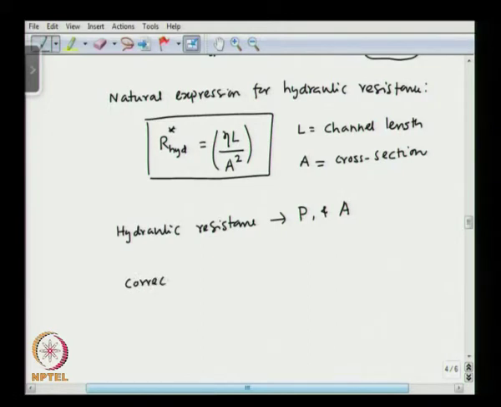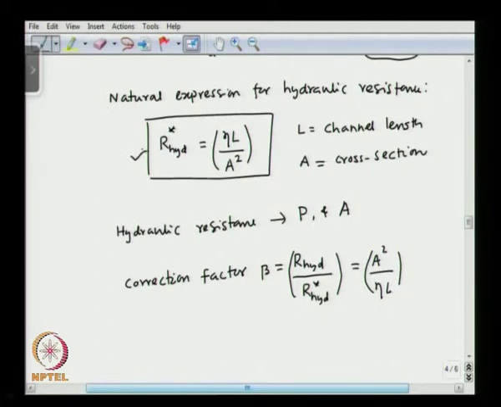Since we are talking about flow through channels where the no slip boundary condition is valid on the channel perimeter, we can intuitively think that the hydraulic resistance will be related to the channel perimeter as well as the cross sectional area. So we need to correct the natural expression for the hydraulic resistance. So we include a correction factor beta, which is R hydraulic divided by R hydraulic star.